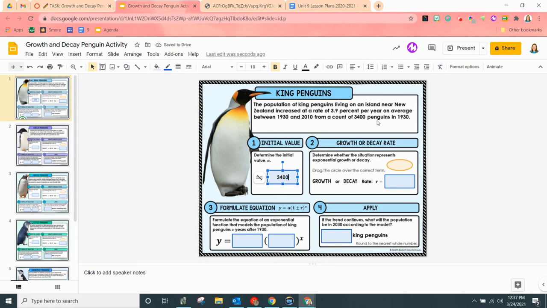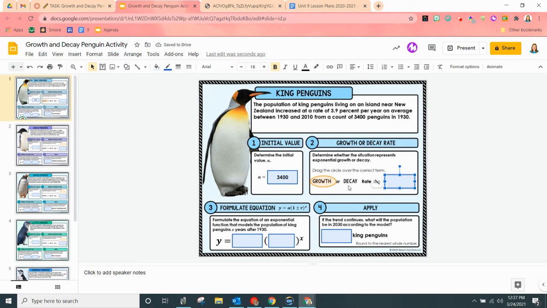So now we're going to determine whether this situation represents growth or decay. That's the thing. I want you to be able to look at these problems and go, oh, this is decay or this is growth. So what did they tell us up here? They told us that it was increasing. Well, if it's increasing, that is definitely growth. So you're going to drag this little circle over your answer.